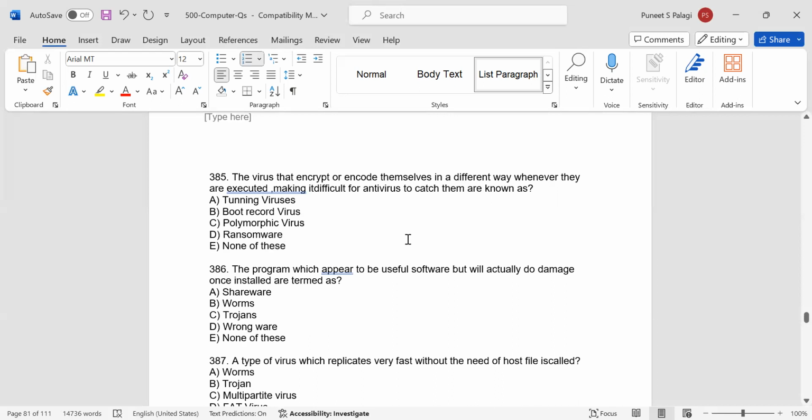The virus that encrypts or encodes itself in a different way whenever it is executed, making it difficult for the antivirus to catch it, is known as the virus that encrypts itself in a different way. It is polymorphic virus.